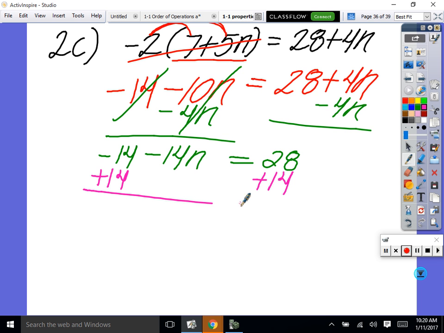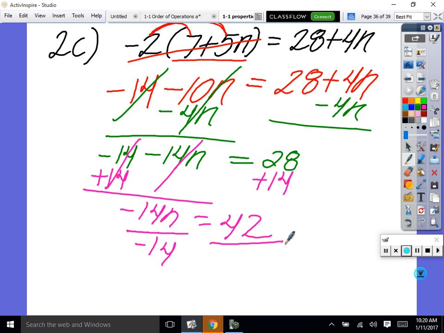So careful here, don't make any sign errors. That's negative 14n's equals 42, divide by negative 14. So n is equal to negative 3. I think you guys are good with those.